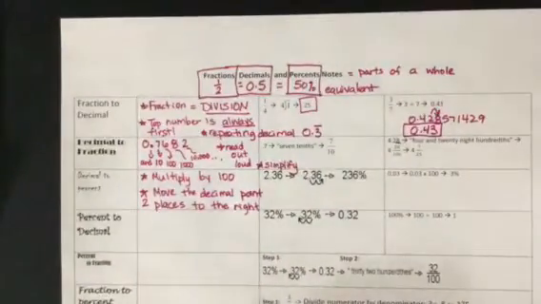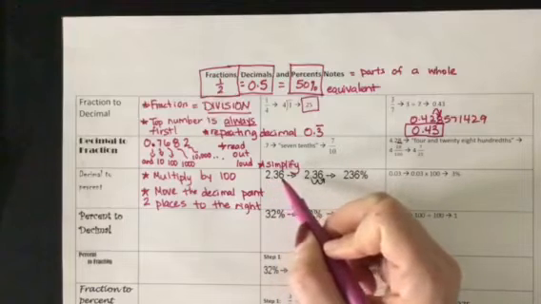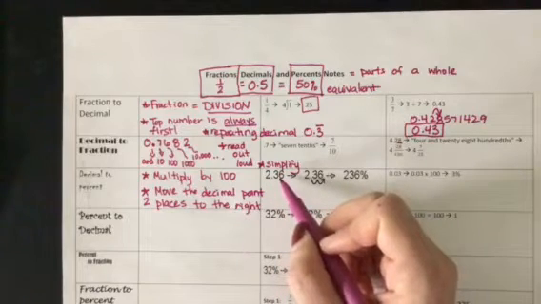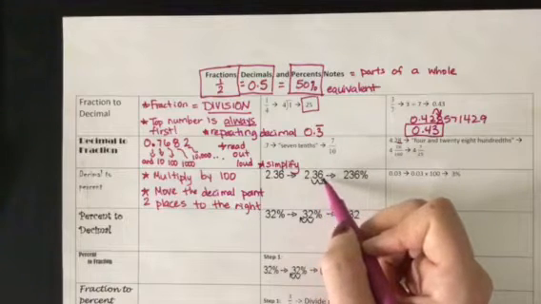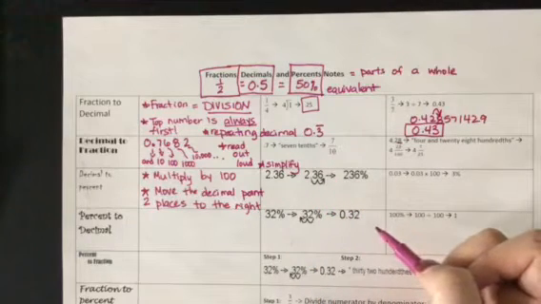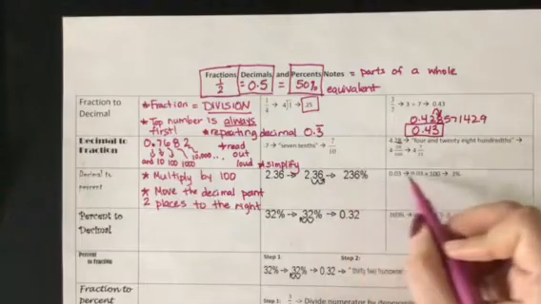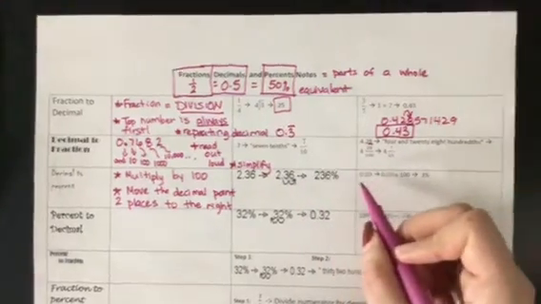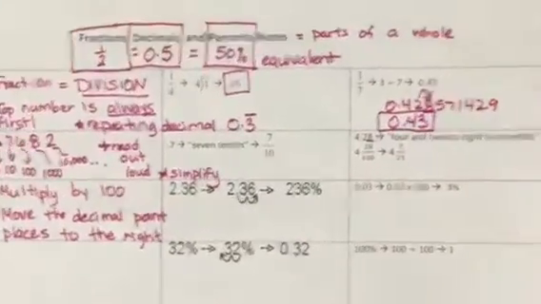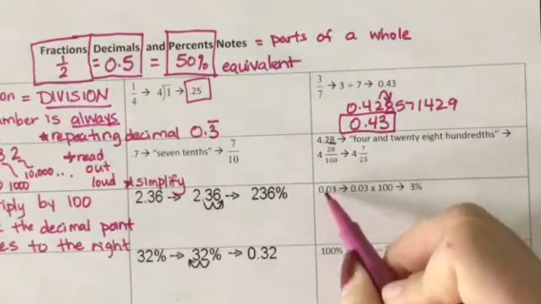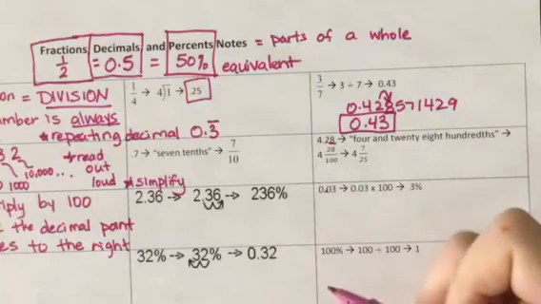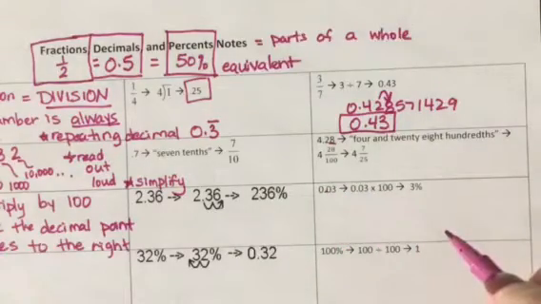All right. So in this example here, we have 2.36. We want to turn that into a percent. So we simply move the decimal 2 places to the right to get 236%. In this example, we have a placeholder 0 here, or a 0. That 0 does have value, so we can't just skip it. Our decimal point is here.